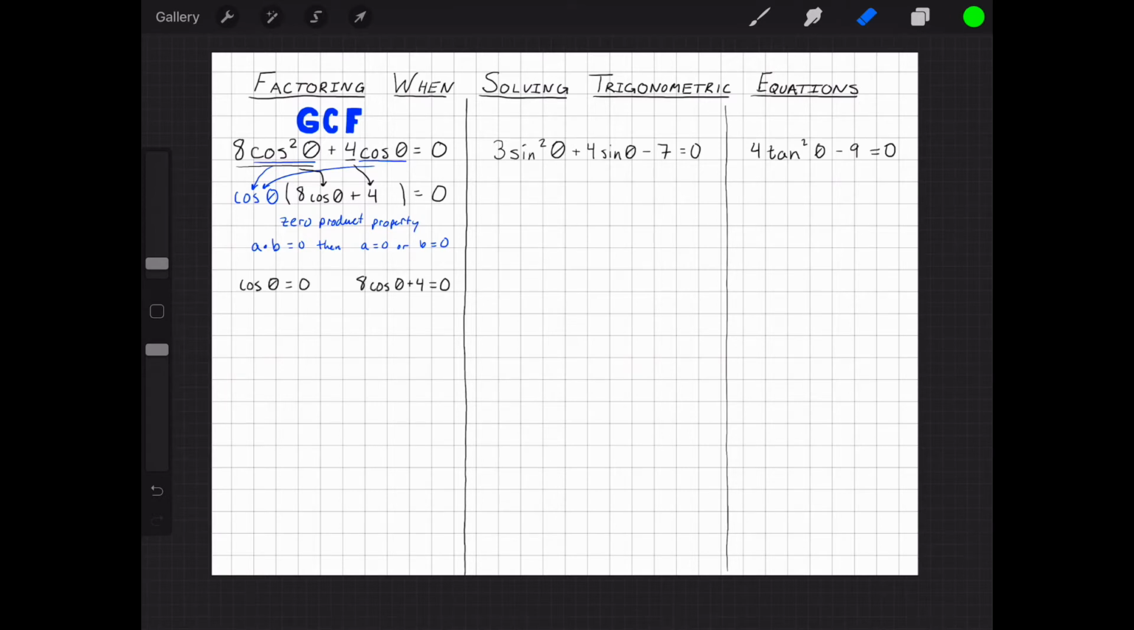From there, I use the zero product property to split them up, set them both equal to 0, and then I solve. The first equation has nothing to solve for, so the second equation I need to solve to get cosine theta by itself. And then once I do that, I have 2 answers for each of these equations, and so I have 4 answers total.